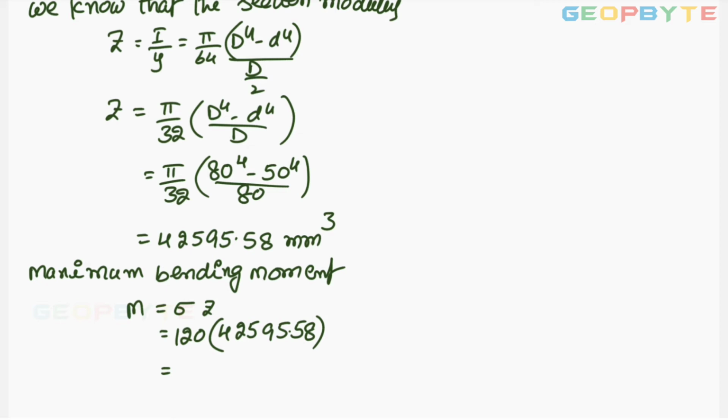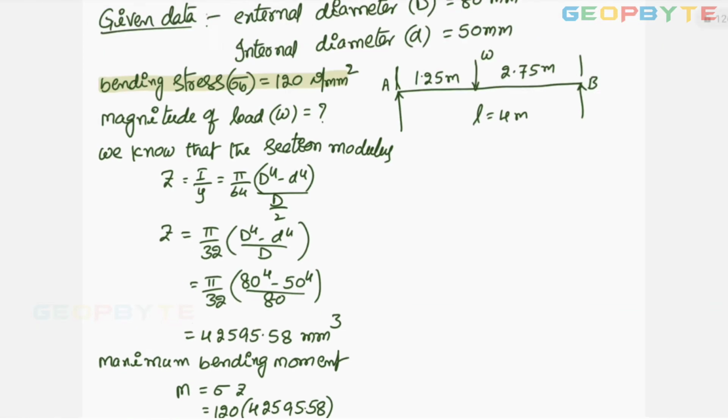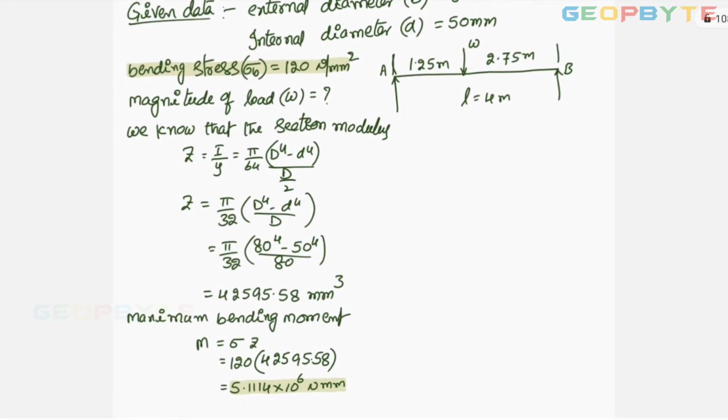Let us simplify it. The simplified value of the maximum bending moment is 5.1114 into 10 power 6 Newton mm. That is the M value. Now this is the maximum bending moment, M max.